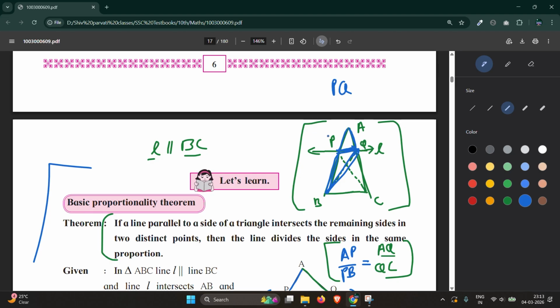The ratio is just going to be the base. So the base for the upper triangle is AP upon PB. So this is the ratio for the area of this triangle and the area of this other triangle.